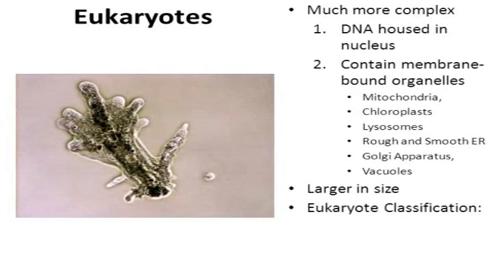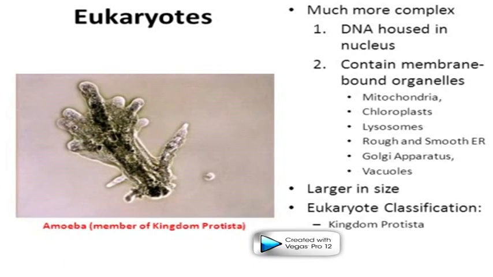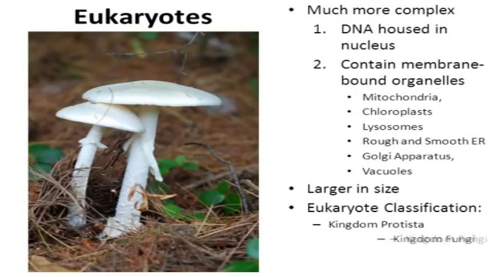So when we look at the classification of eukaryotes, we notice that there are many big kingdoms of life that are considered eukaryotic. The picture shows a member of kingdom Protista. This is an example of an amoeba. They live in pond water, they're single cell, but they are eukaryotes. Kingdom fungi, I'm sure we've heard of. Mushrooms are a great example of kingdom fungi. They feed off of dead organic matter.